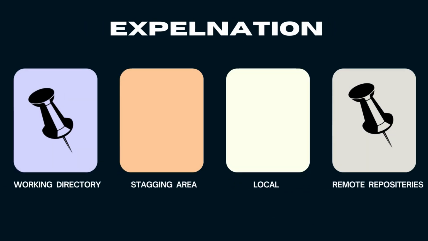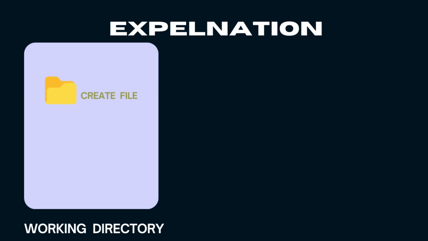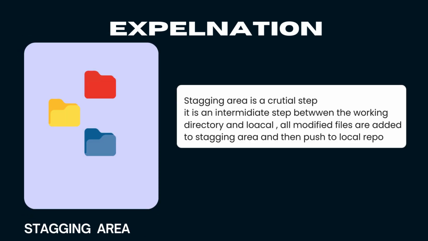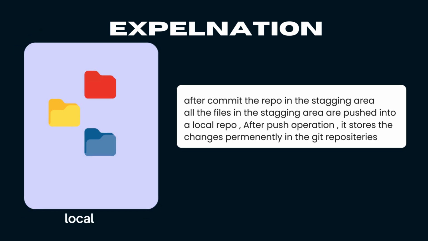Explanation of the process. Here it includes 4 stages. Our aim is to move our project from the working directory to the remote repository. The first stage is the working directory. Here the developer may change files, create files, view files and override files. Next is the staging area. After all the changes are made in the working directory, all the files are added into the staging area one by one, and then these files are committed to the local repository.